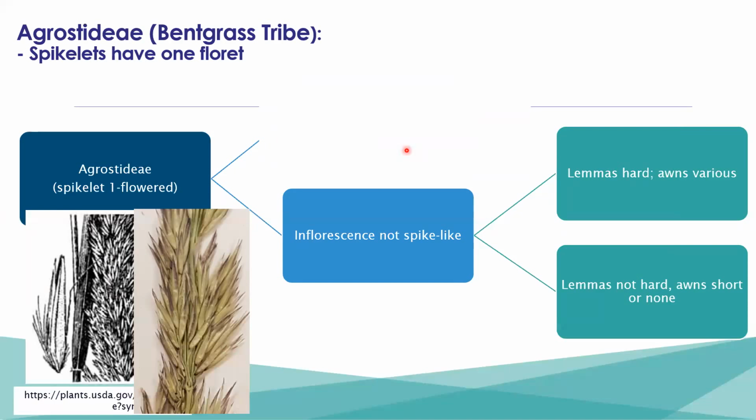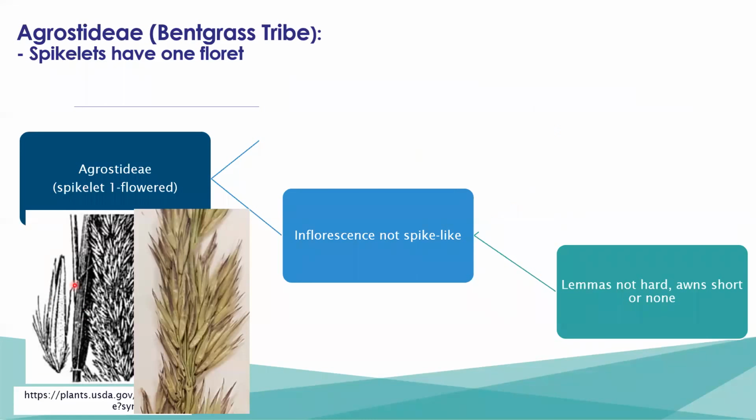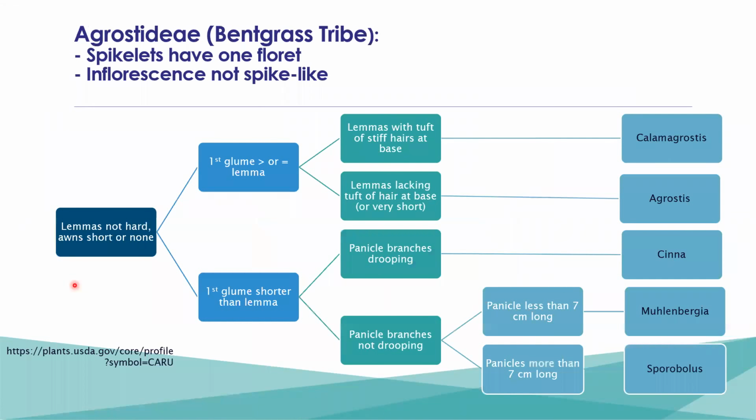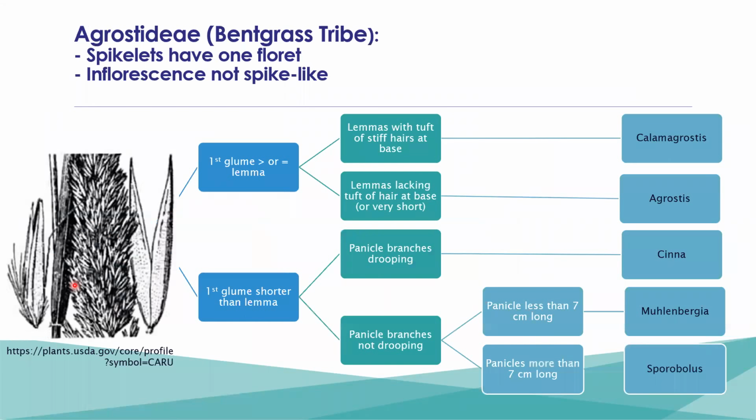And again, this is hard to give over a presentation. It's much easier in person for you to feel if that lima is hard or not. So then we're going to have to look at the next set. Are the awns various, or are the awns short or none? You'll have to take my word for it until you find this plant that the limas are not hard and the awns are short. I had to break that key up because it got really big and cumbersome. So here we have the limas are not hard and the awns are short.